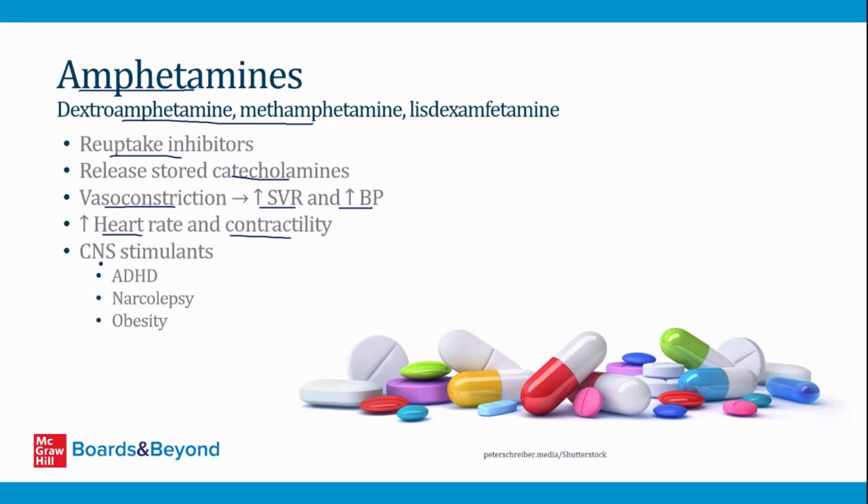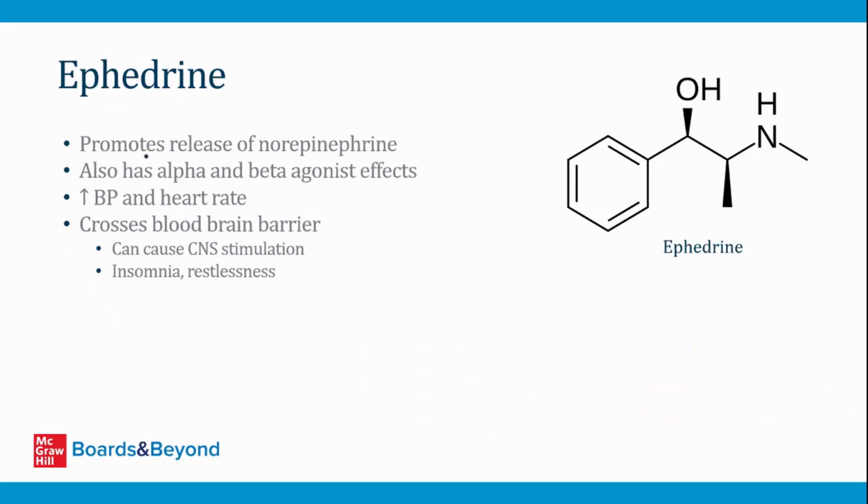Their main use is as stimulants of the central nervous system, so not so much to stimulate the heart and blood vessels, but instead to stimulate the central nervous system. This can be beneficial in conditions like ADHD, narcolepsy, and also obesity. And I talk about these things in other videos. What I want to focus on here is just the way these drugs work, and that's as indirect activators of the sympathetic nervous system. Ephedrine is another indirect activator of the sympathetic nervous system.